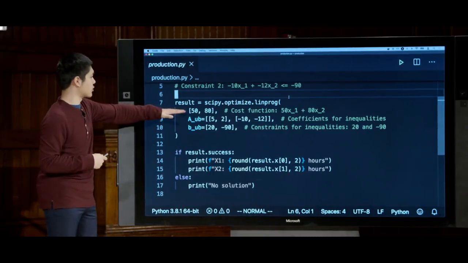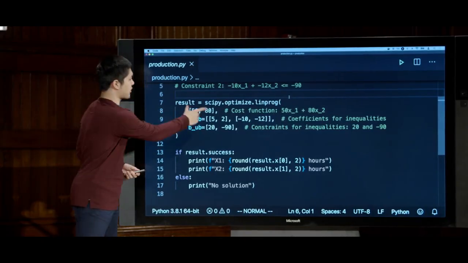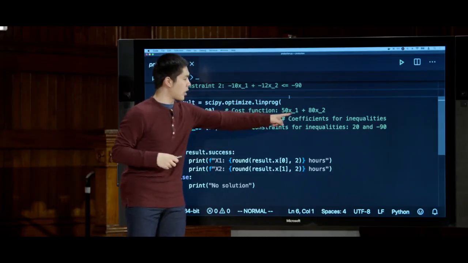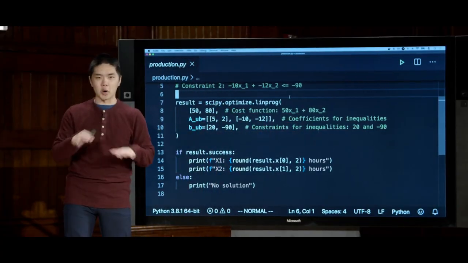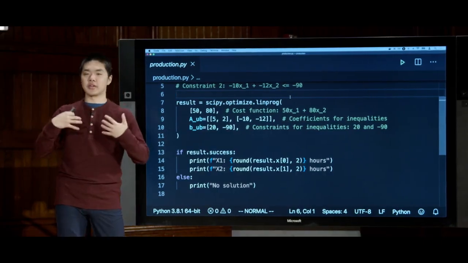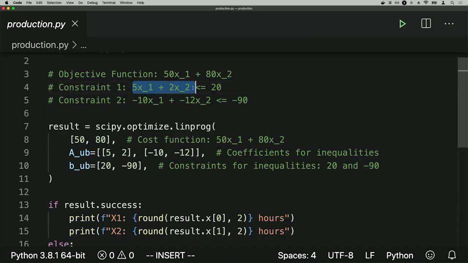But the first argument to scipy.optimize.linprog is the cost function, which is in this case just a list that has 50 and 80, because my original cost function was 50 times x1 plus 80 times x2. So I just tell Python 50 and 80, those are the coefficients that I am now trying to optimize for. And then I provide all of the constraints. The constraints, and I wrote them up above in comments, are: constraint 1 is 5x1 plus 2x2 is less than or equal to 20. And constraint 2 is negative 10x1 plus negative 12x2 is less than or equal to negative 90.